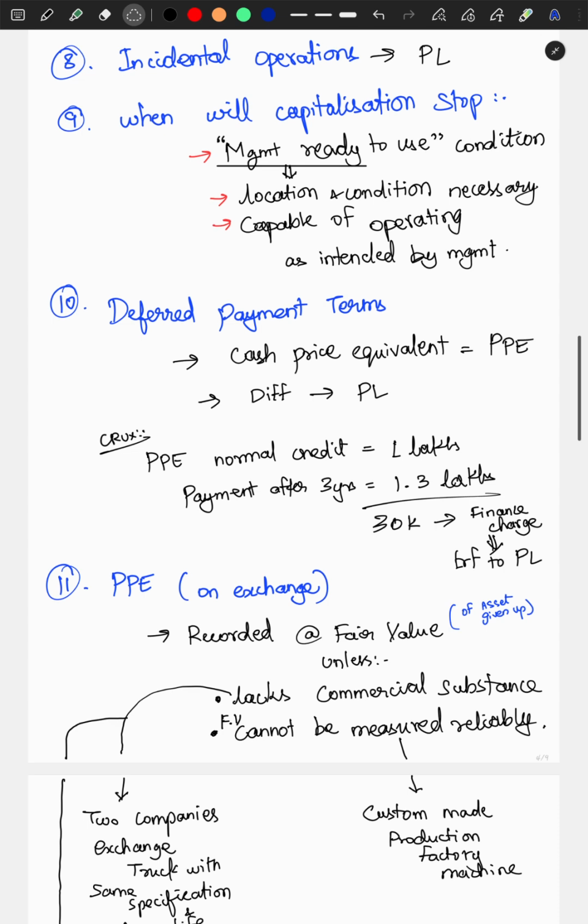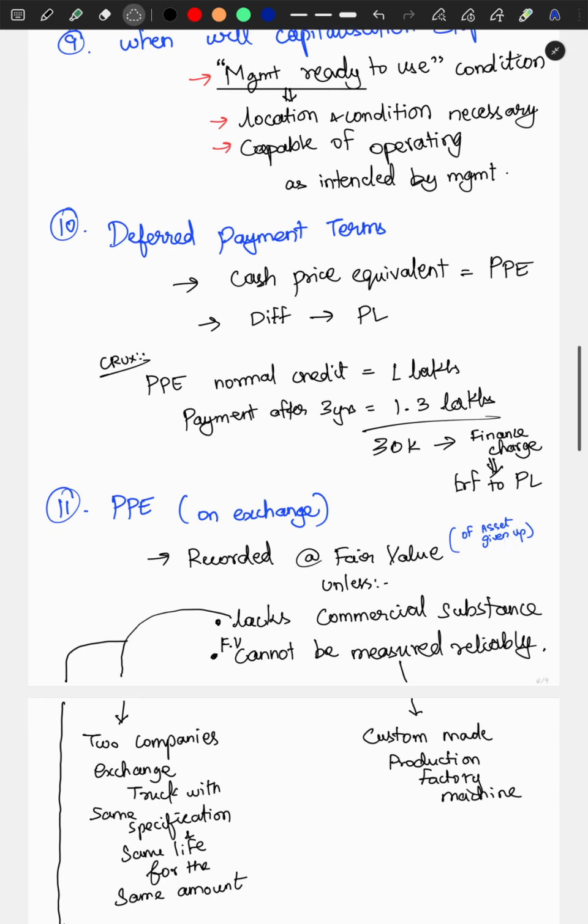Deferred payment terms: if the PPE is bought on credit terms, then PPE will be valued at the cash price equivalent and not at the cost. The difference between the cash price equivalent and the cost will be transferred to P&L as finance charges. For example, if the cash price is 1 lakh, but we got credit terms where we can pay after 3 years at 1.3 lakh, the extra 30,000 will be a finance charge, which has to be transferred to P&L.